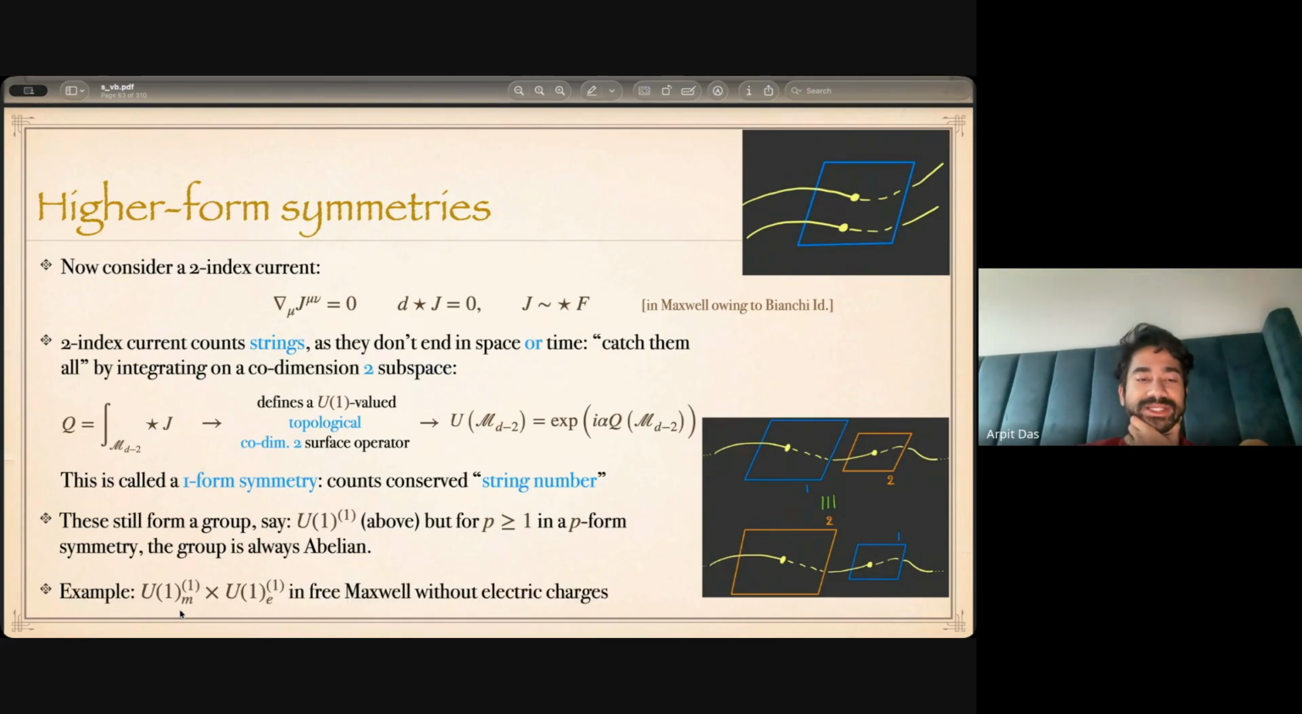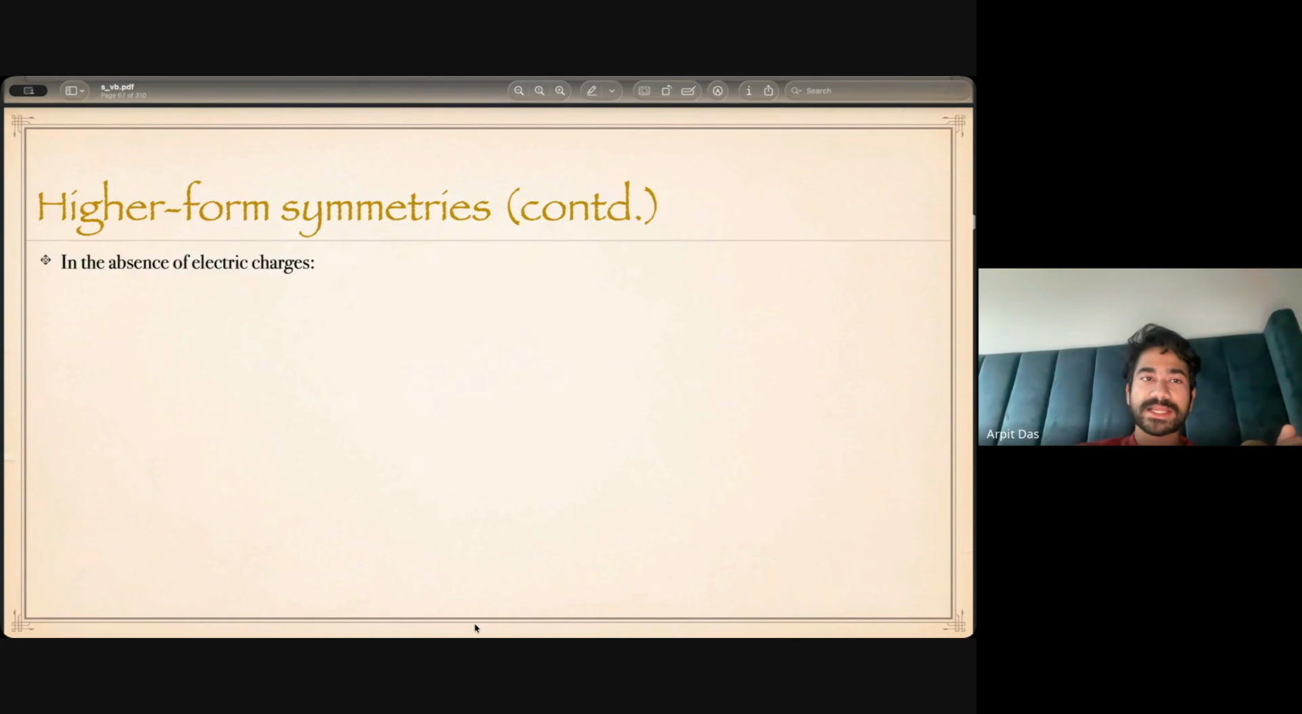And as we discussed in free Maxwell, if you further don't allow for electric charges, as we will see in the next slide, you will also have a U(1) one-form symmetry associated to electric charges, just like for the magnetic case. So let's try to understand that a bit more.